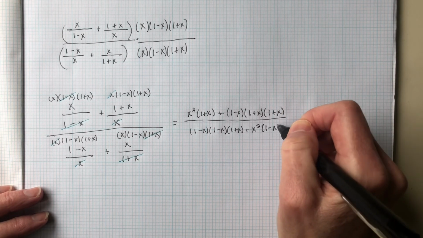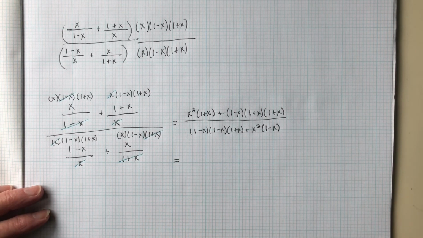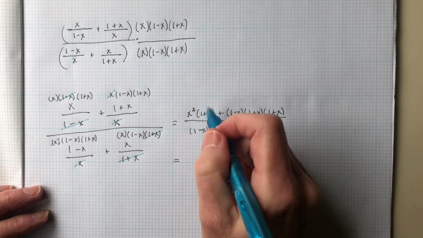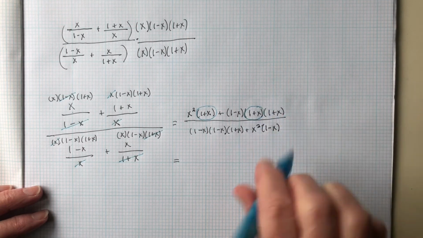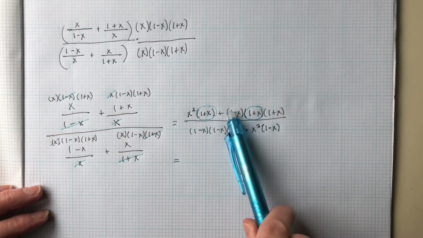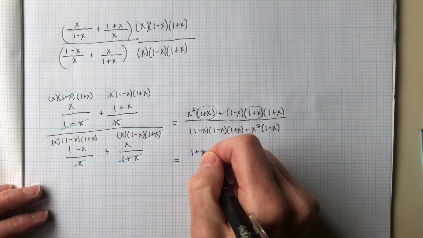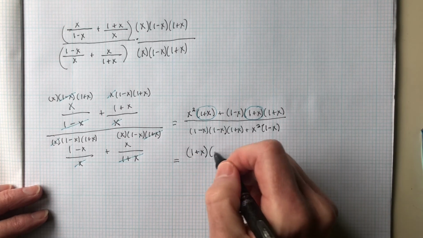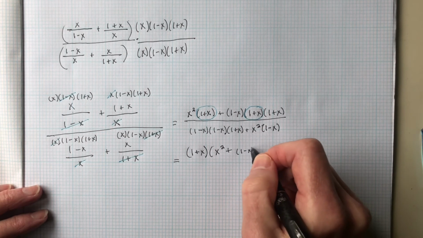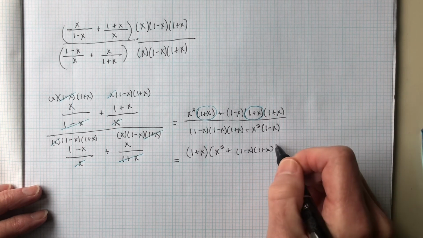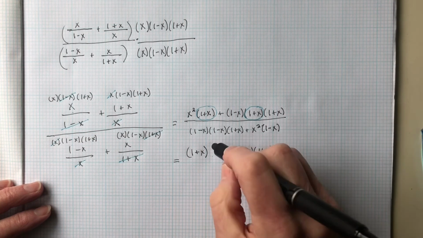All right, now we can actually do some factoring here. Notice that up here we have a factor of 1 plus x here, and we have another factor of 1 plus x there. So these two terms have a 1 plus x. So let's pull that out, 1 plus x. And then what we have left in there is x squared plus 1 minus x times 1 plus x. Actually, let me make this a square bracket since we have some other parentheses nested in there.